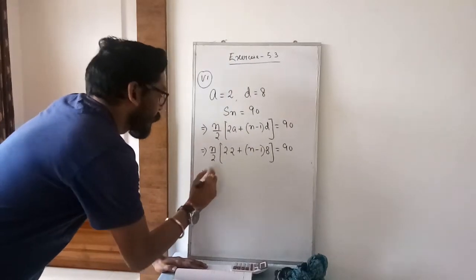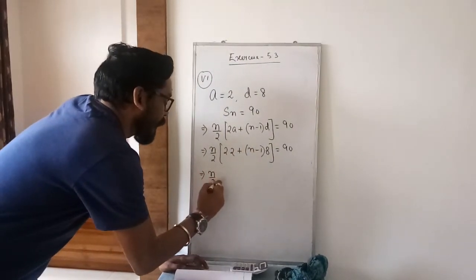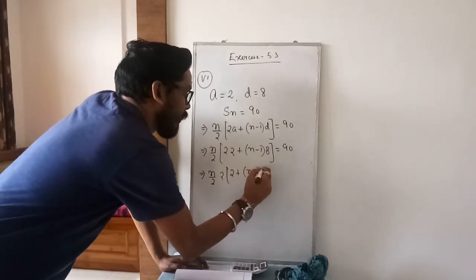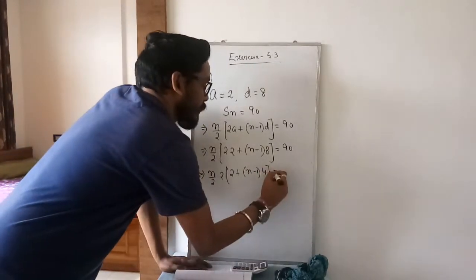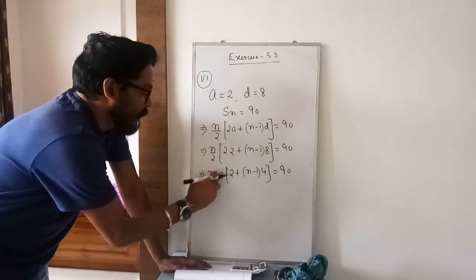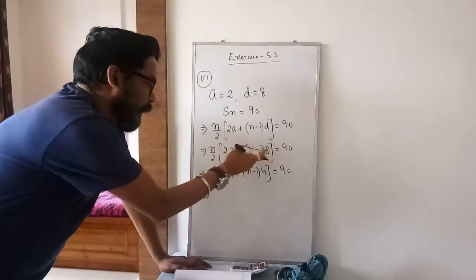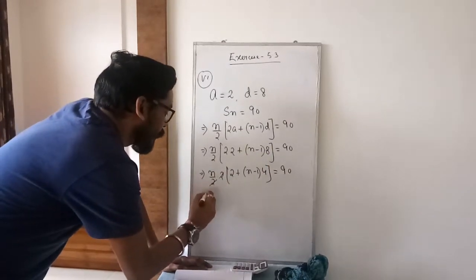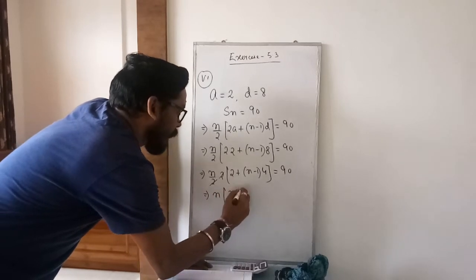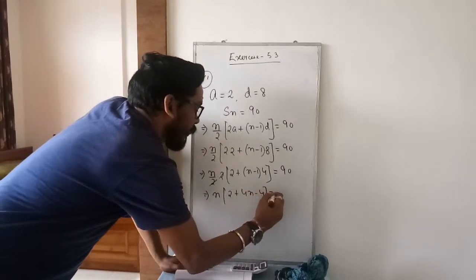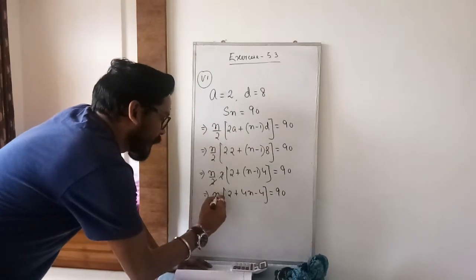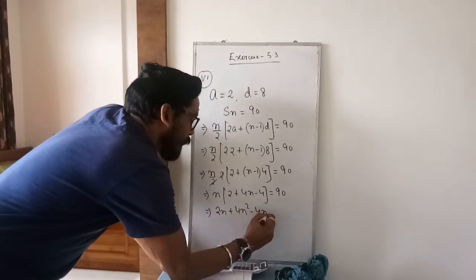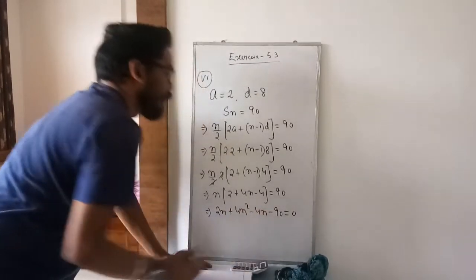You can do one thing, you can take 2 common from here. If I take 2 common from inside, here will be left 2, and here it is n minus 1, and 4. The reason I took it common is so that I can cancel this 2 and this 2. So 2 you have taken common, so it will become 2, and 8 will become 4. So the 2s cancel, so it is n. So it is (2 plus 4n minus 4) equal to 90. So next you can multiply n into 2, 2n, 4n into n, 4n squared minus 4n minus 90 equal to 0. Take the screenshot.